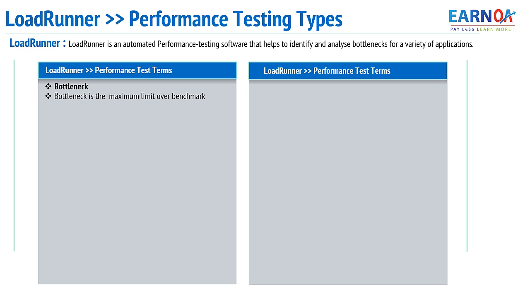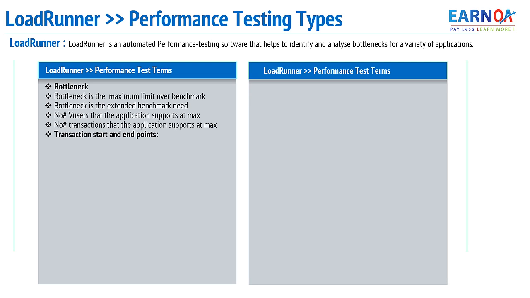So benchmark is an ideal business need, whereas bottleneck is the maximum limit of the application that it supports with respect to virtual users, transactions, response time, and all the benchmark needs. So bottleneck is the maximum limit over the benchmark, or the extended limit that is being supported by the application. Then we would talk about the next one called transaction start time and transaction end time. So what is transaction start time? Transaction start time is the start point from where the actual measurement begins.